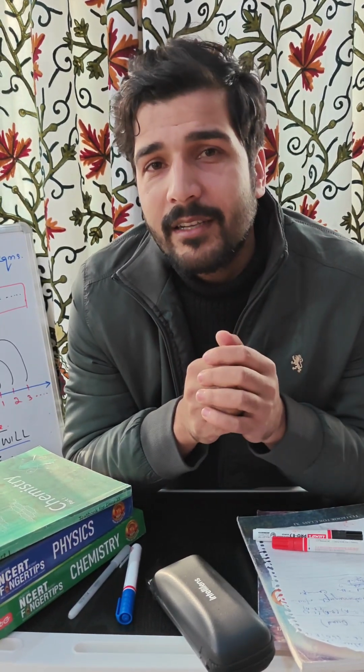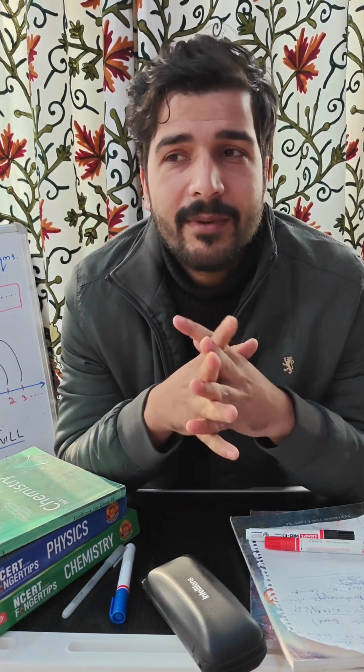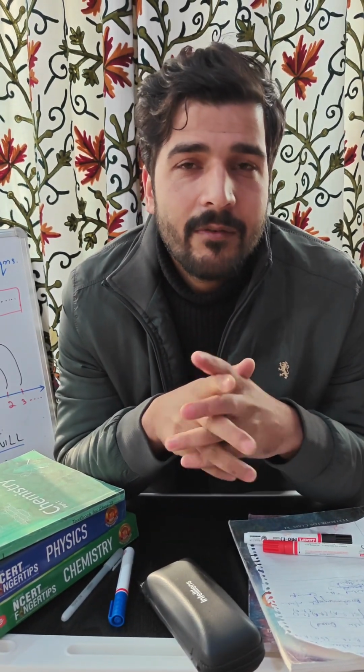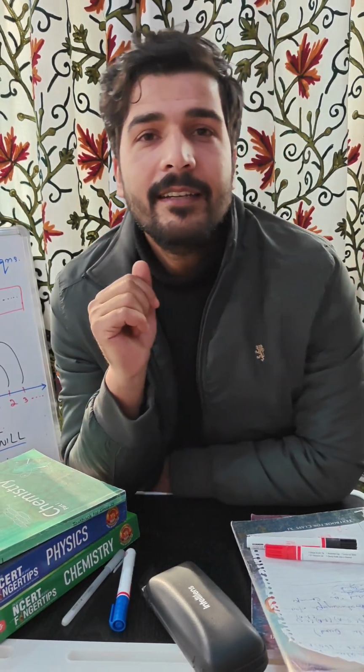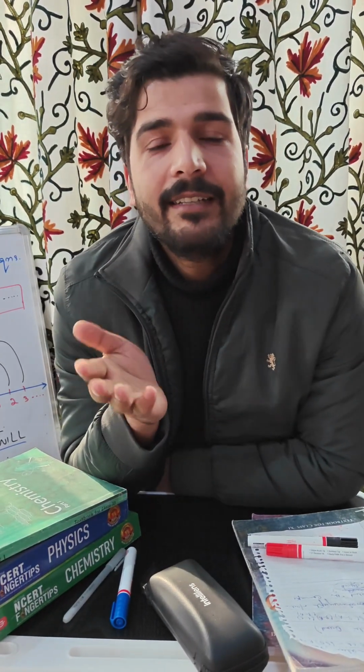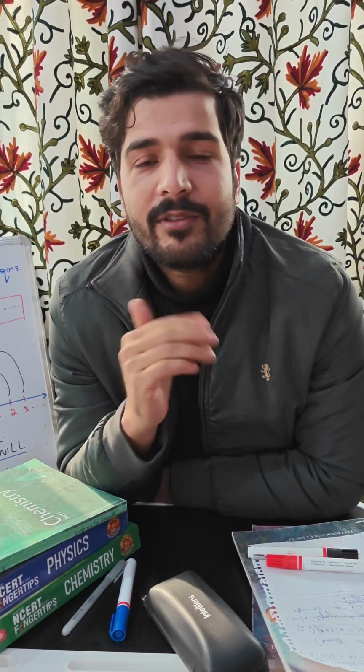It is by using Heron's formula, that is under root of s into s minus a, s minus b, s minus c, where s is the semi-perimeter and a, b, c are the sides of the scalene triangle. So this is how we can find the area of a scalene triangle by using Heron's formula.